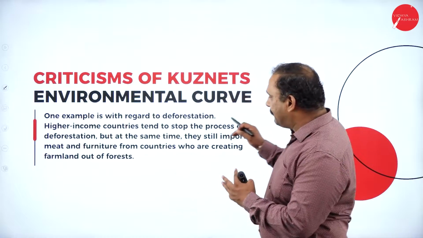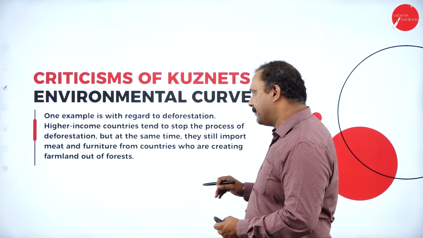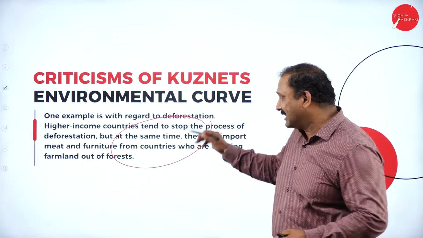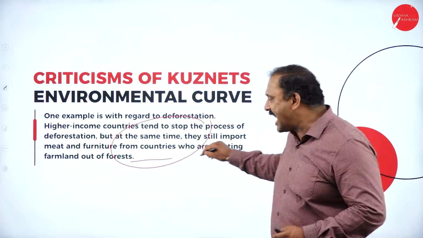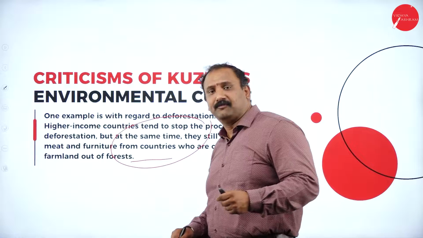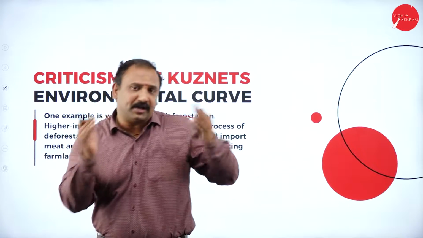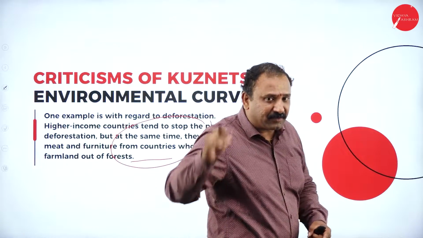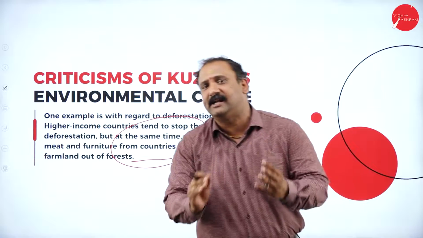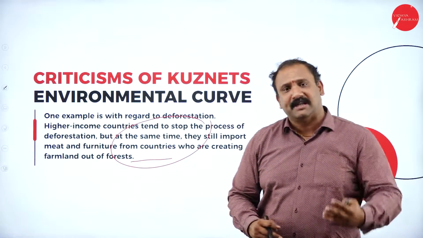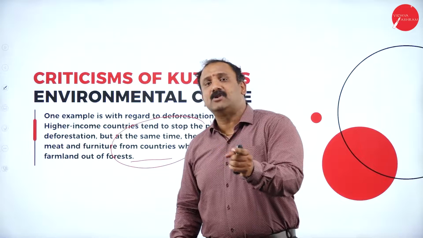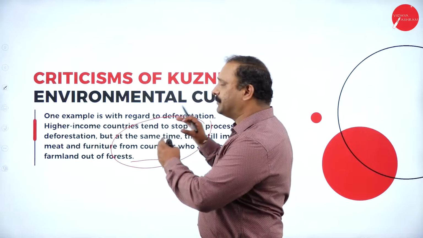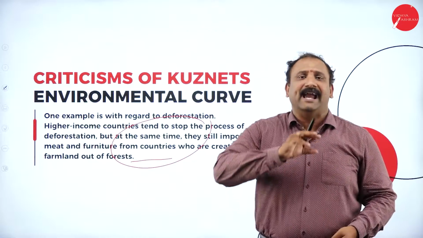Followed by one of the examples with regards to deforestation that I'm going to talk about. Higher income countries tend to stop the process of deforestation, no doubt, but at the same time, they still import meat and furniture from countries that are creating farmland out of the forest. Which means to say that though your country is protected, some other country is getting destroyed. Somewhere else, people are cutting the trees, people are chopping the animals, and the meat is getting processed, the furniture is being made. So somewhere else, the degradation is happening. This is not a uniform theory that has been practiced across all the countries of the world. This is not a uniform law that has been taken up by every single country.